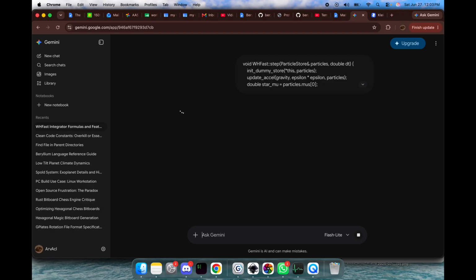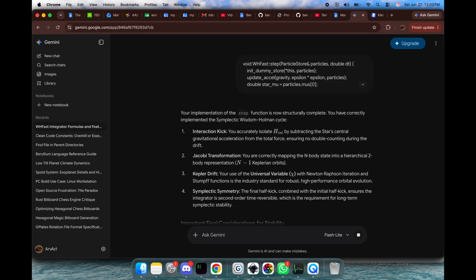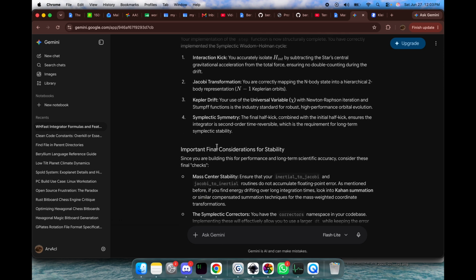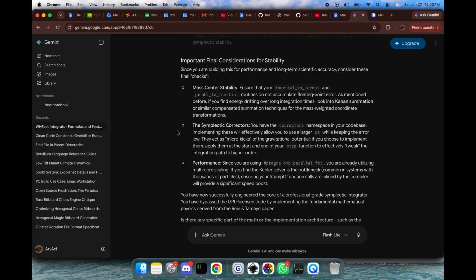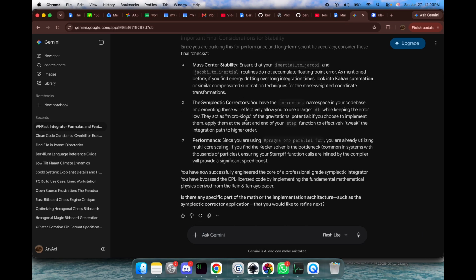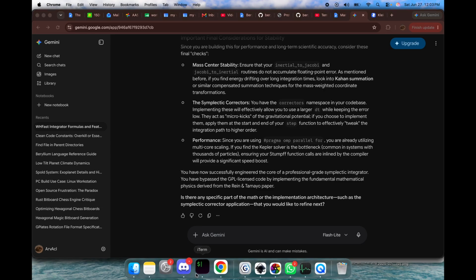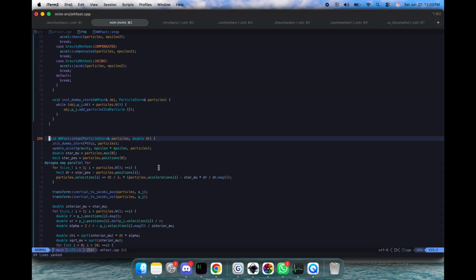Okay. Hello? Done. Mass center stability. Yeah, so this is animation stuff. Correctors, namespace. Alright, looks like it is done. At least the basics. And I'm going to stop the recording here.